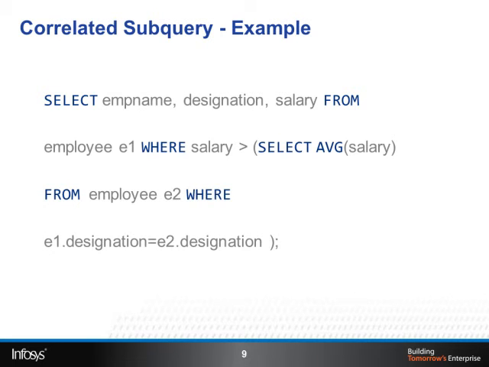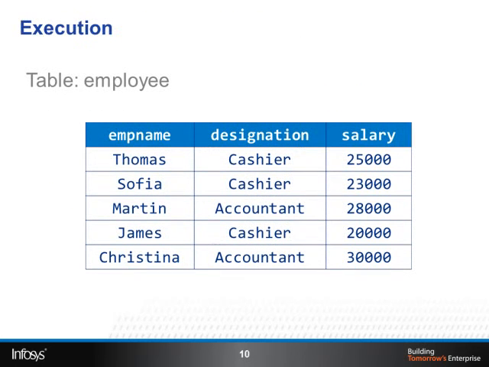The where clause of the subquery has a condition that compares the designation of the employee referred by the outer query and the subquery. E1 and E2 are the two instances of the employee table referred by the outer query and the subquery respectively. The outer query considers the first record and finds Thomas with the designation cashier and salary 25,000.